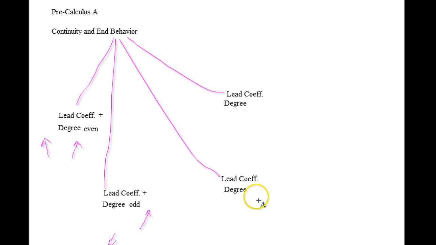Now if my lead coefficient is negative and my degree is even, it's just the opposite of what I just did for the first one. So it's going to be going down to negative infinity on the right and down to negative infinity on the left. It could change a whole bunch of stuff in there.